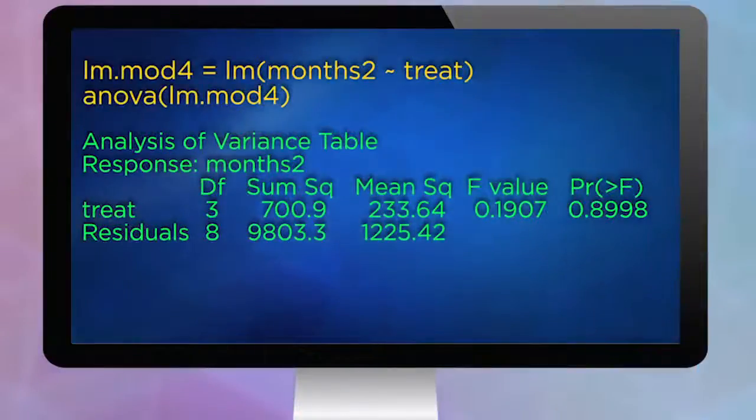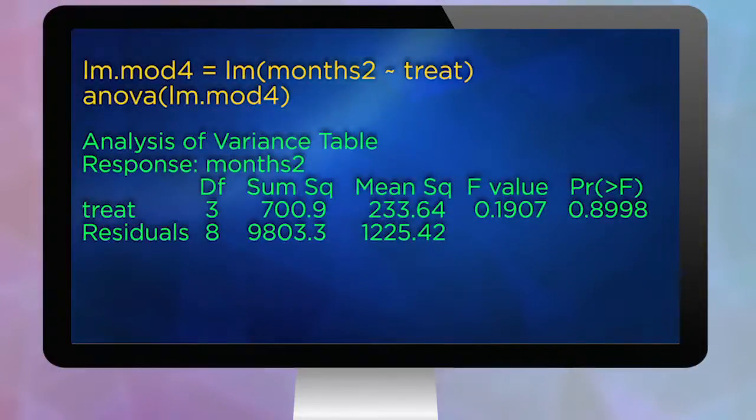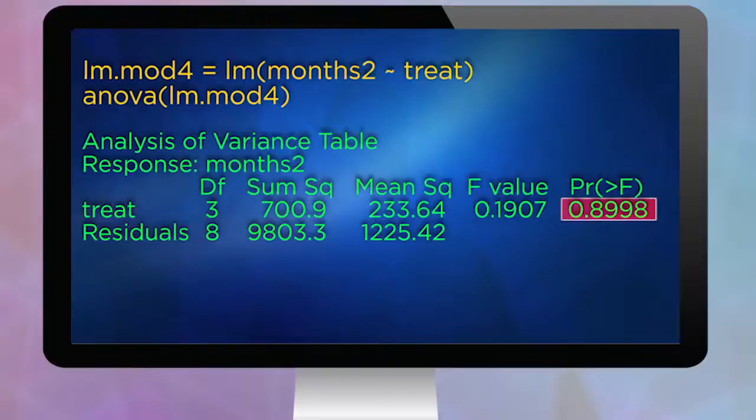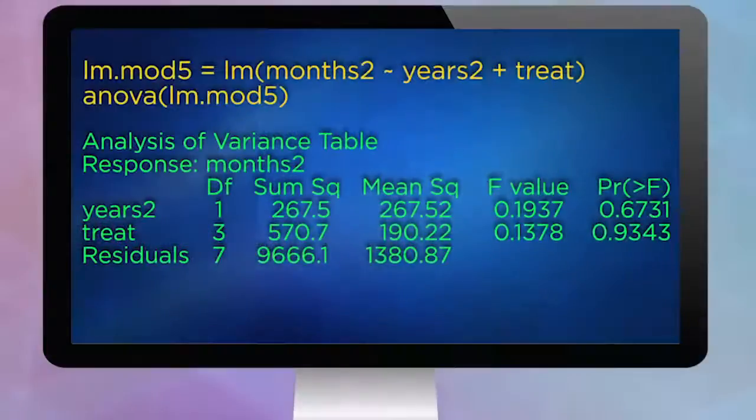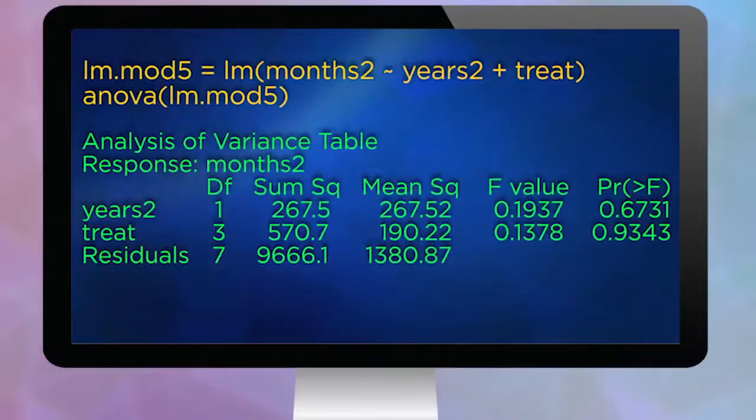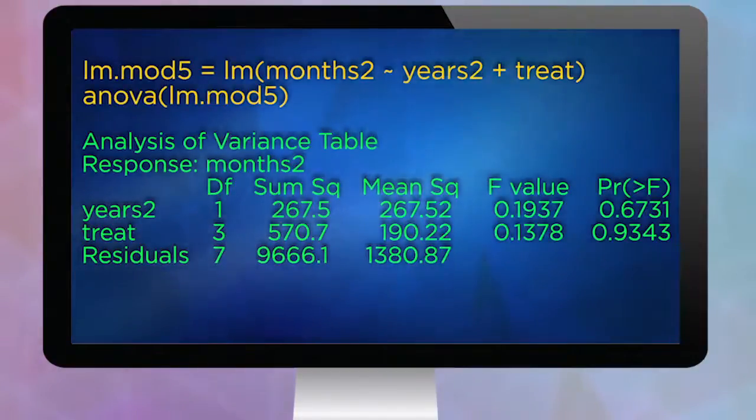Now, as you look at our Anova results, notice here, treatment is not even significant anymore. In fact, it's got a p-value of 0.8998. And notice, even when we add years back to the model, both of those variables remain insignificant. Look at our updated results. We've taken the linear model, model 5, as LM of months, the randomized months, on the randomized years plus treatment.